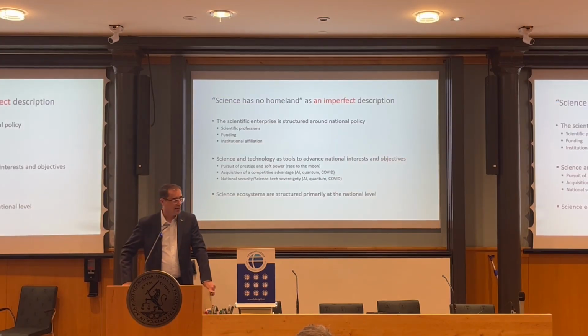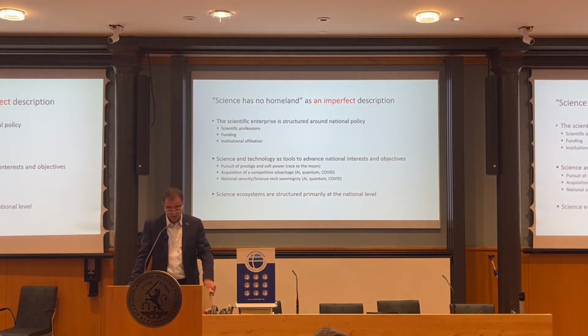As an imperfect description of where that leaves us, national policy is certainly very important in the structure of science. Science is funded by national governments primarily. Scientists are professionals and have working careers in a certain country, typically. Some have dual affiliations, but most of the people work somewhere and they pay taxes there and are citizens and vote in a certain country. The institutional affiliation is always a national one. There are very few scientists who work in international organizations, but there are some.